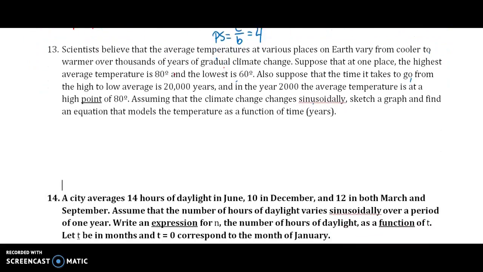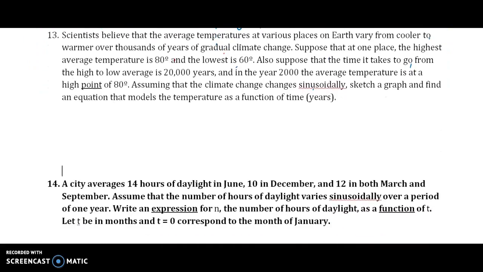Moving on to try to get 13 here. So scientists believe that the average temperatures at various places on Earth vary from cooler to warmer over thousands of years of gradual climate change. Okay, suppose that at one place the highest average temperature is 80 degrees and the lowest is 60 degrees.